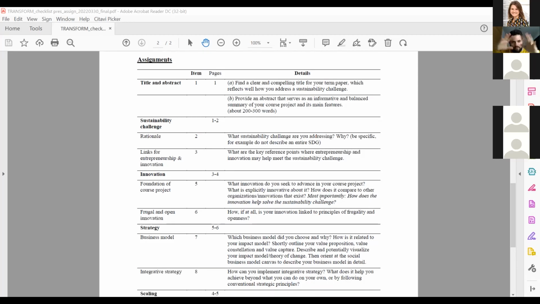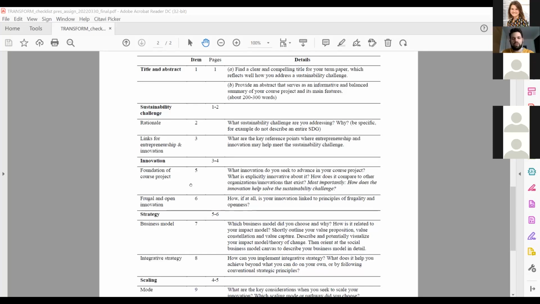So the first content part really is the sustainability challenge, where we want to understand what the sustainability challenge is, and why you are focusing on this. And we're saying here, don't describe an SDG, right? So be more specific in terms of what it is that you're really trying to tackle with your course project, and how the challenge as such even provides links for entrepreneurial or innovative action, right? So that would be the foundation that you're setting, or almost the background against which you're operating, right?